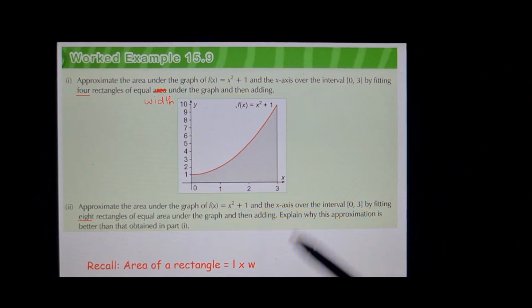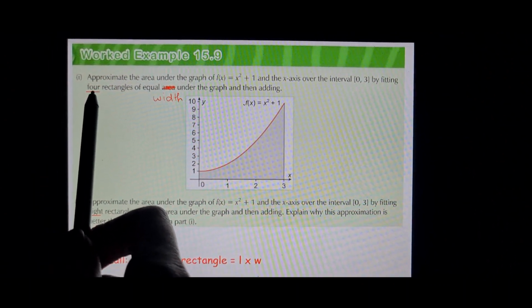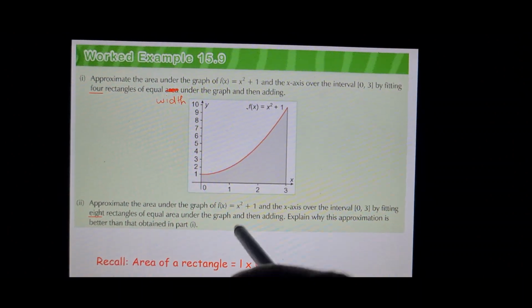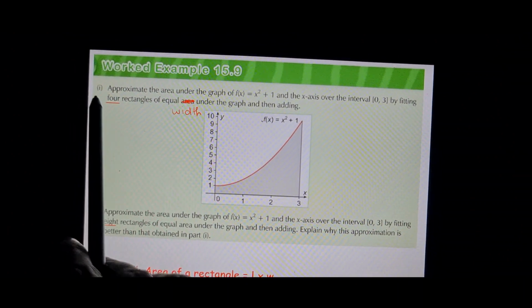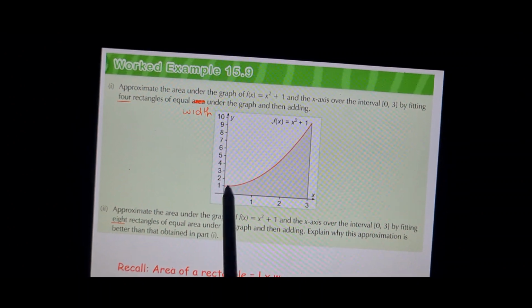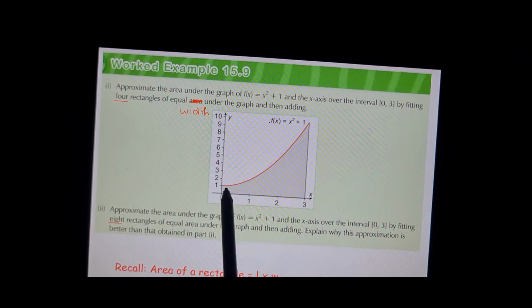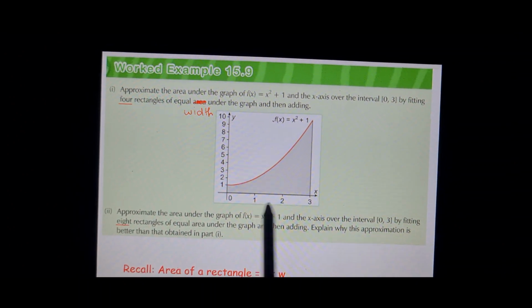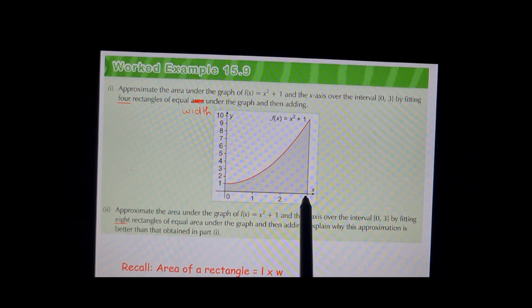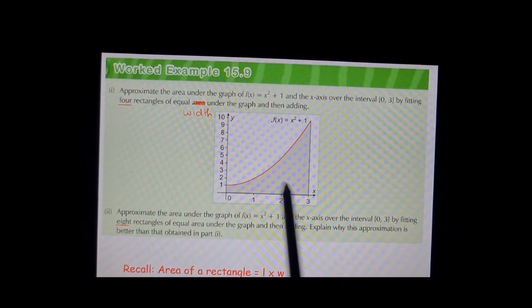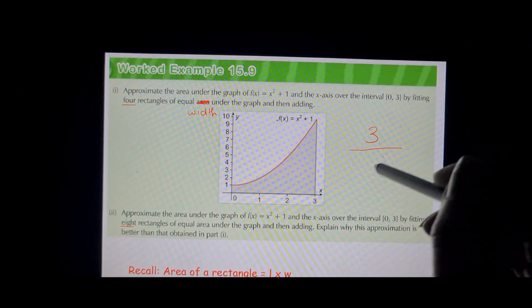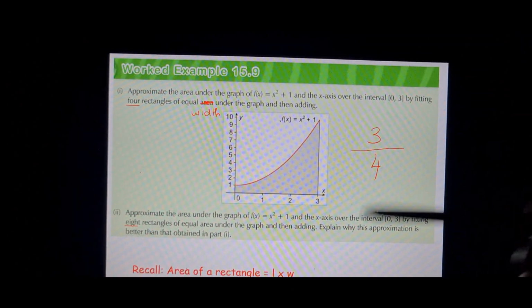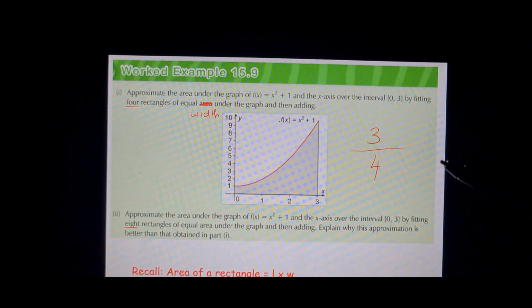Right, okay, so the question said approximate. So we're going to use the estimated approach, which is drawing in the rectangular blocks, which is what they said. Okay, so draw in 4 rectangles. Each of those rectangles has to have an equal width. Well, you've got 3 units of an interval, but I want to put in 4 blocks. So the width of each block would have to be 3 units divided by 4 blocks. So you get 3/4, or 0.75 as a decimal.